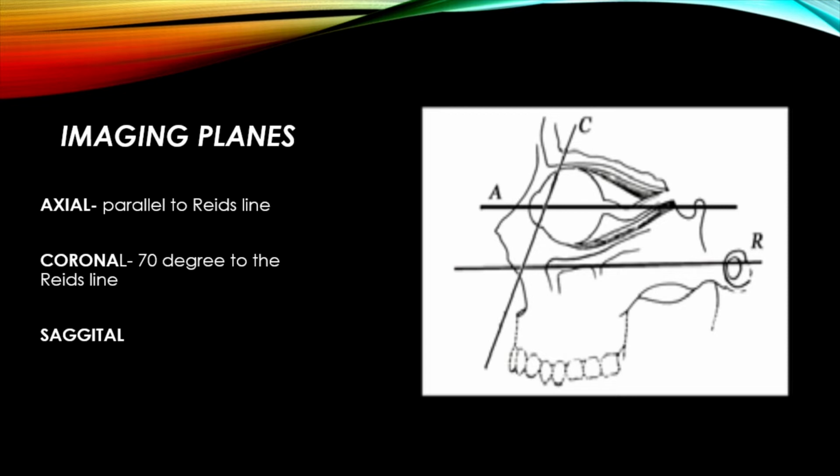The R in the figure is Reid's line, also known as the orbitomeatal line. It passes from inferior orbital rim to the external auditory meatus. The axial scan passes parallel to the Reid's line, and all the scans are taken in this direction. The C denotes the coronal section. The coronal scan is taken at an angle of 70 degrees to the Reid's line, and sagittal scan can be generated after the axial and coronal scans are taken.